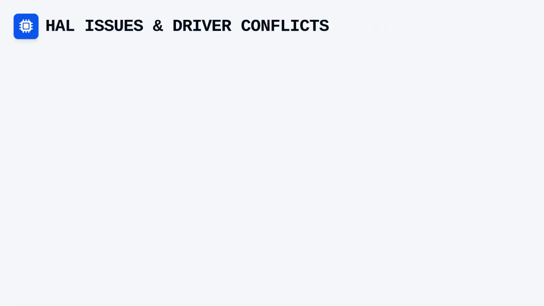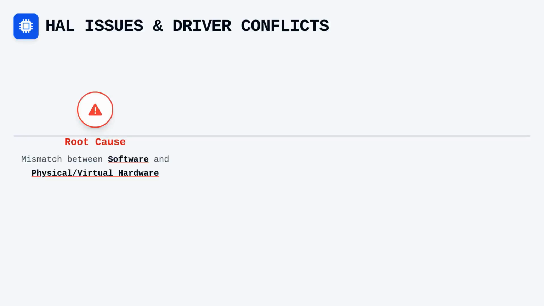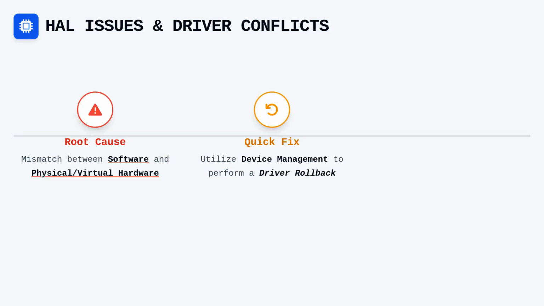Hardware abstraction layer issues and driver conflicts typically arise when there is a mismatch between the software and the underlying physical or virtual hardware. If a driver update breaks system stability, rolling back to the previous version is the quickest path to resolution through device management consoles.